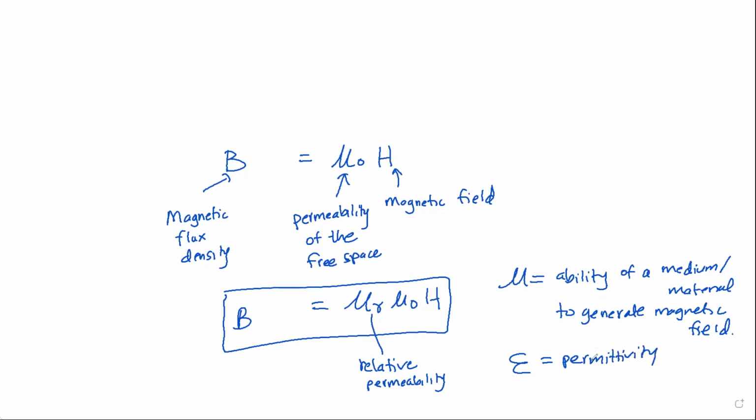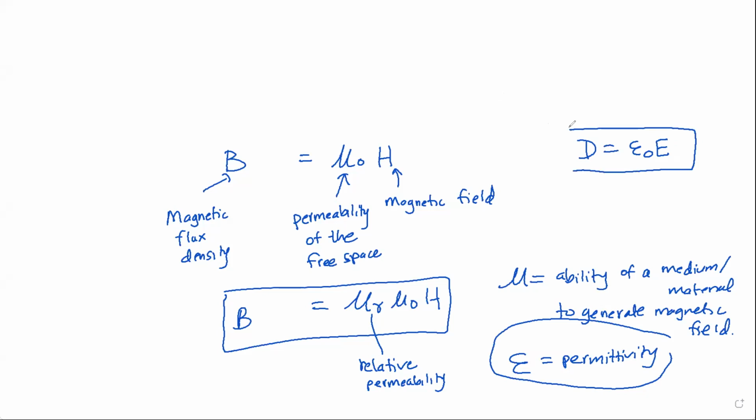So those two terms you might need to remember. This is permittivity, this is permeability. For magnetism, we use the permeability parameter. For electric fields, you use the permittivity parameter. Sorry, E. So as you see, these two relationships are almost similar.